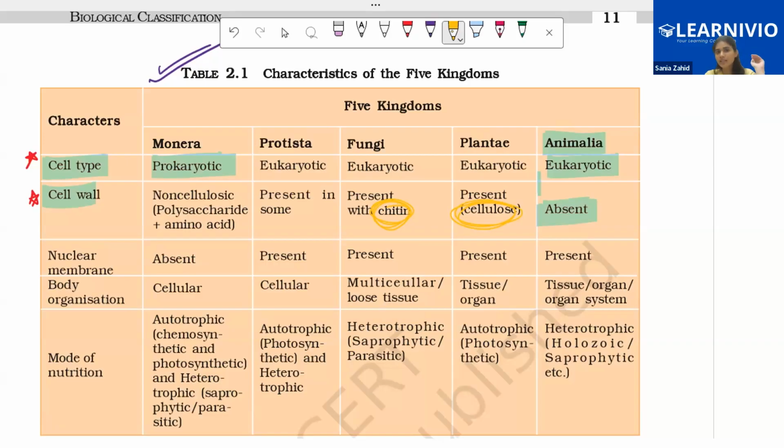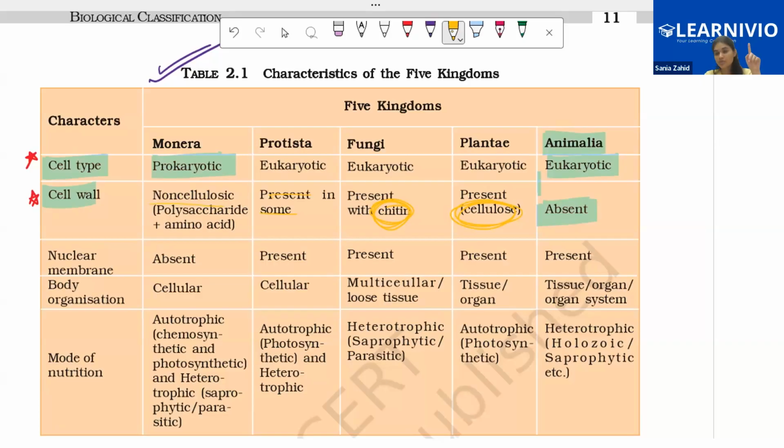And even in this category, the cell wall was not very well defined. It was just a very thin sort of layer which was made up of proteins. So that cell wall was made up of proteins in Protista, and it was present only in some organisms, not in all protists. Then we came to Monera. In Monera, the cell wall is non-cellulosic in nature.